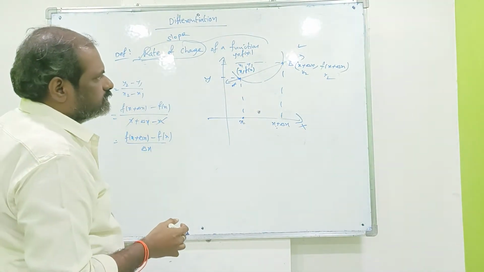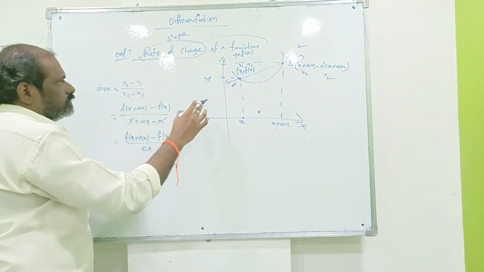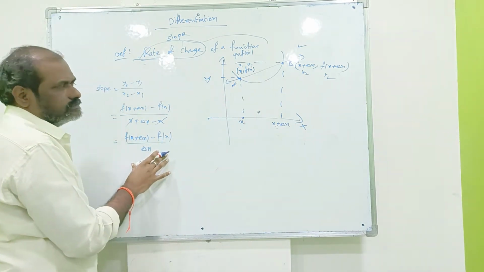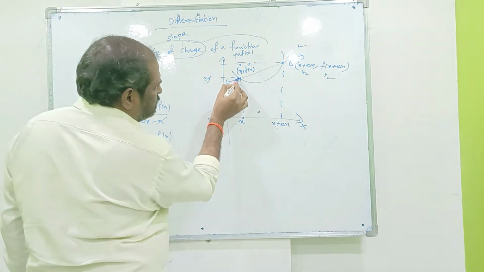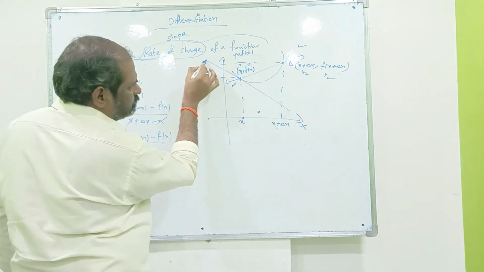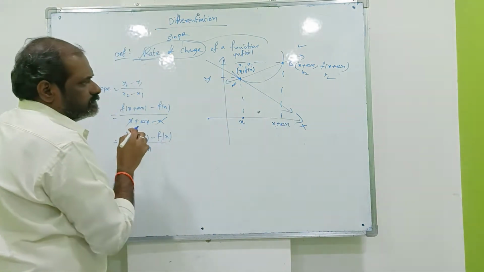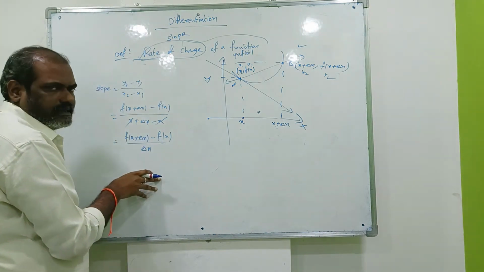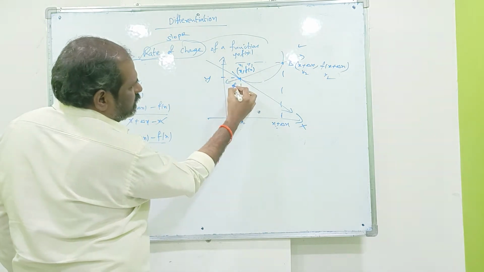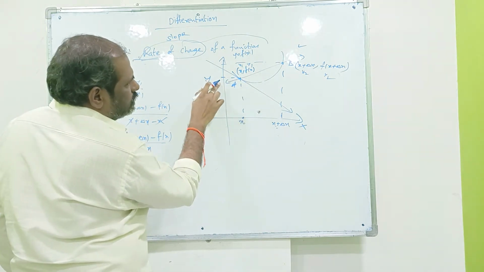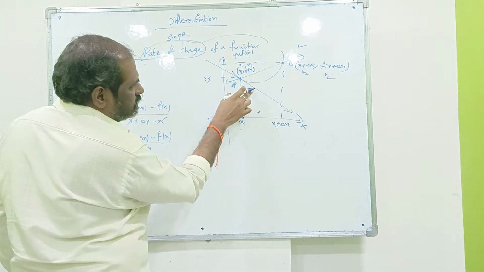But we want the slope of the tangent line. The slope we got is the slope of the second line, but we want the slope of the tangent line. Tangent line means it touches the curve. A tangent line is nothing but a line which touches the curve. At a point A, a line which touches the curve is called a tangent line.